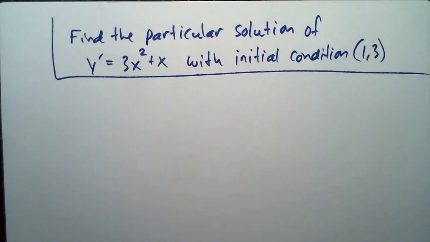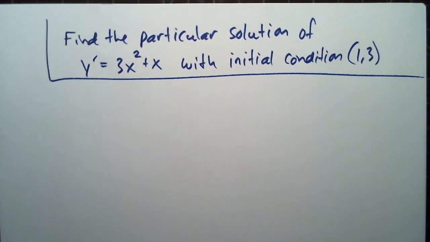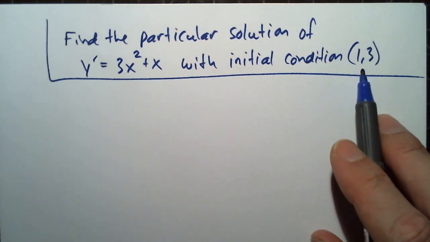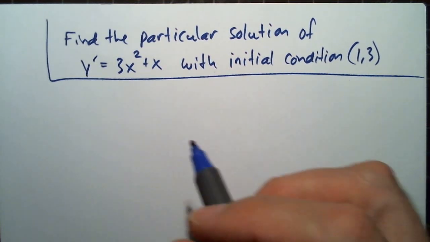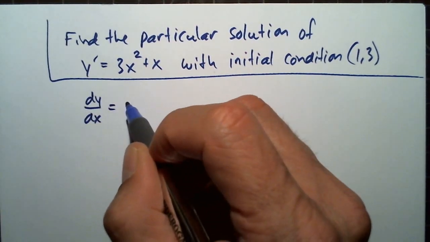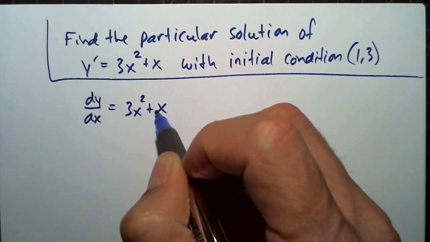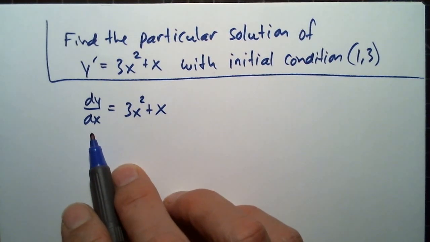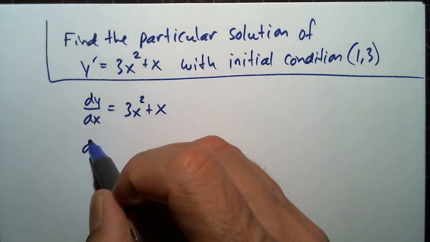Okay, so we found a general solution. Now let's find a particular solution. To find a particular solution, information about the solution has to be given. That's called the initial condition. So we're going to rewrite this. And that's called Leibniz notation. The name doesn't come up very much, so you can do well without it.